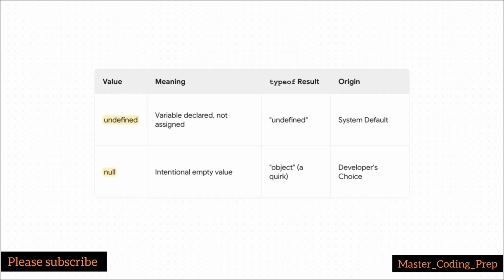This one feels a little philosophical, but it's super important. What's the real difference between null and undefined? Well, undefined is what you get when a variable exists, but it hasn't been given a value yet. It's an accidental absence. Null, on the other hand, is a value that you, the developer, assign on purpose to say, this has no value. It's a deliberate, intentional absence.